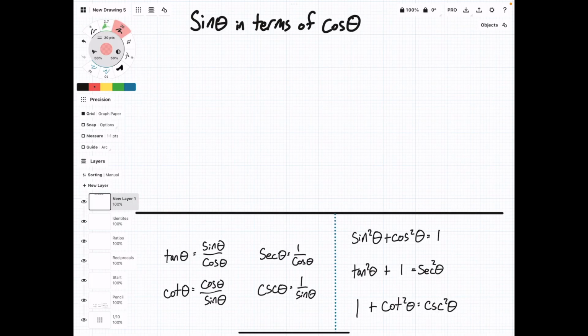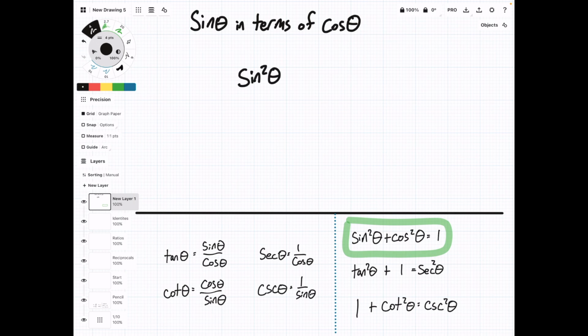We're going to start off with sine theta, and we want to write it in terms of cosine theta. So for each of these conversions, we're going to look into our toolbox at the bottom here and figure out what identities and ratios we might need. So for this one, we could probably just use sine squared theta plus cosine squared theta equals 1. It has both of the terms that we are looking at, and we can manipulate it to get just sine theta. So let's do that.